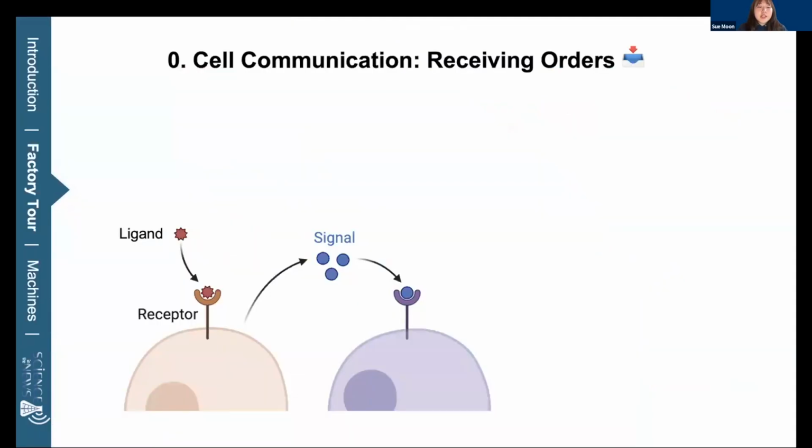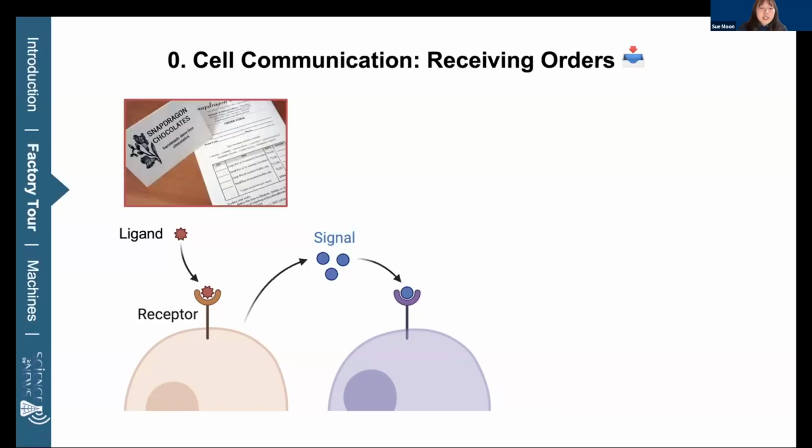So before we begin making chocolate, we have to receive orders. These orders come from small molecules called ligands. These ligands bind to special structures on the cell called the receptors. And you can think of this process as a key fitting into a lock. Cells receive signals from outside the body, just like how factories receive chocolate orders from individual customers.